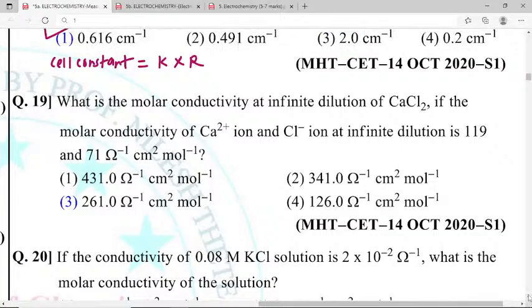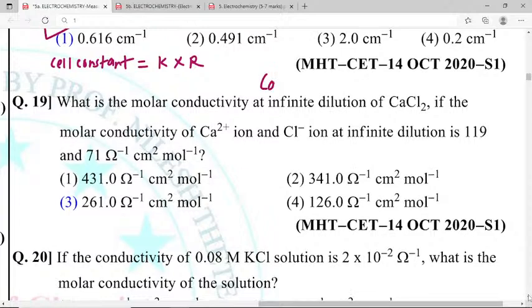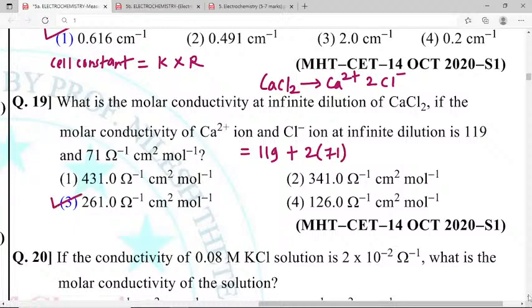What is the molar conductivity at infinite dilution of CaCl2 if the molar conductivities of Ca2+ and Cl- ions are given? Okay, this is the actual reaction. CaCl2 gives Ca2+ plus twice Cl-. So it is equal to the one calcium ion conductivity 119, plus how much? 2 into Cl 71. Yes, we'll get the answer 261.